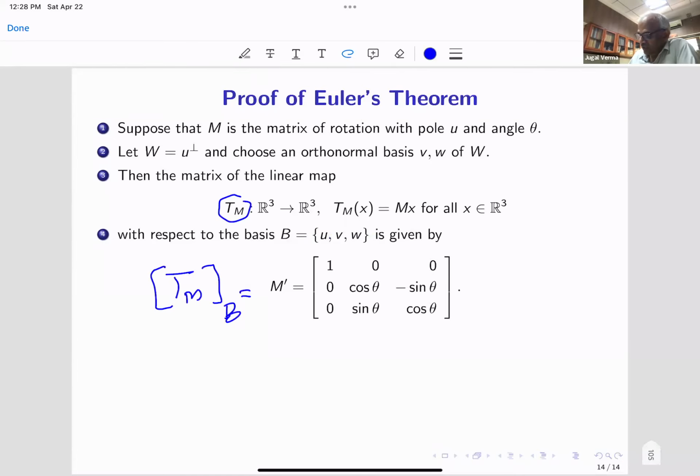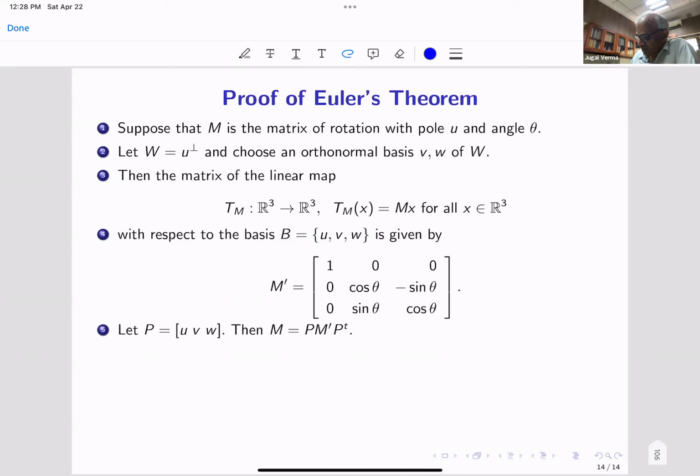Okay, so I have this linear transformation, and I have its matrix with respect to this new basis. And so I can relate this matrix with the matrix of T_M with respect to the old basis, and they are similar matrices. This is the formula we learned in basic linear algebra: the matrix of T_M with respect to the standard basis is similar to the matrix of T_M in this new basis B. And this basis is an orthonormal basis, so when I construct the matrix P, it is an orthogonal matrix. And this is the connection between M' and M.